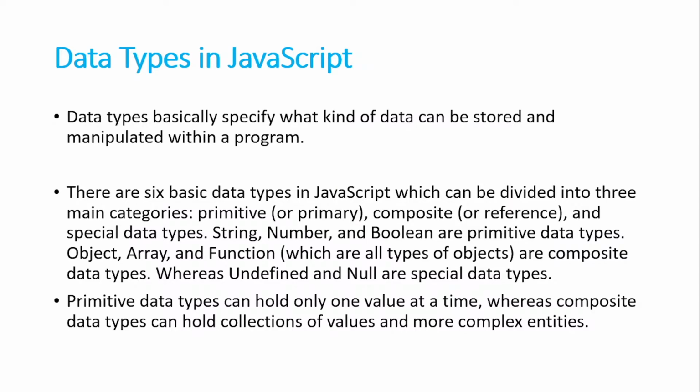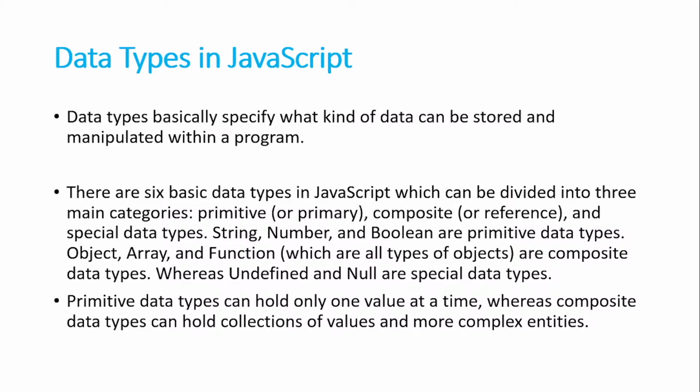Data types in JavaScript basically specify what kind of data can be stored and manipulated within a program. We have already created variables in our previous lessons. Variables can store different data types. For example, they can store numbers, strings, and booleans. All these are data types.